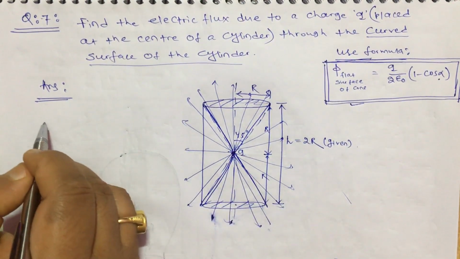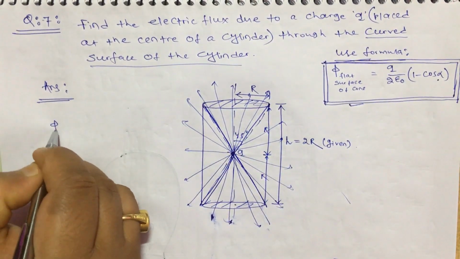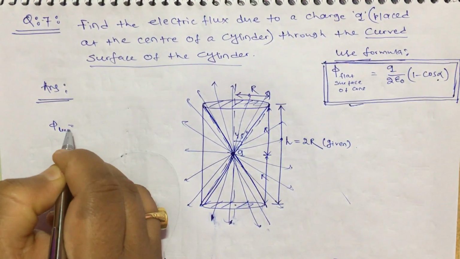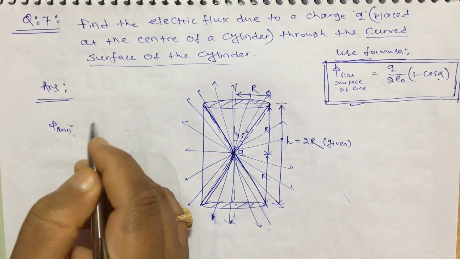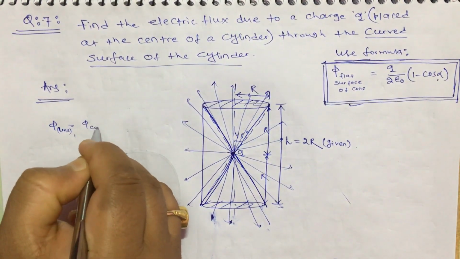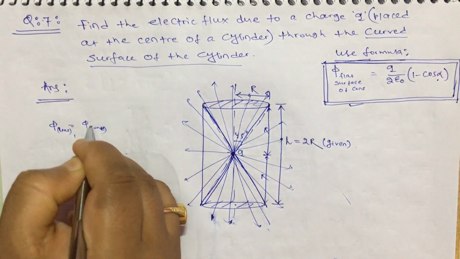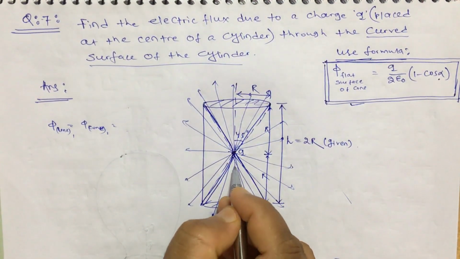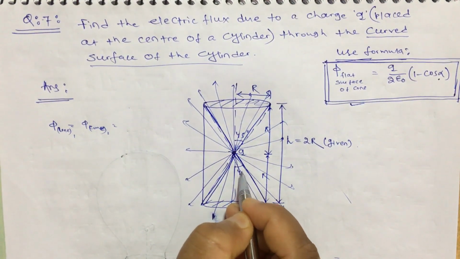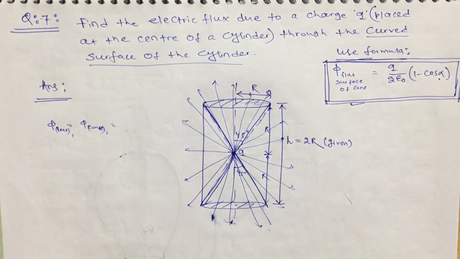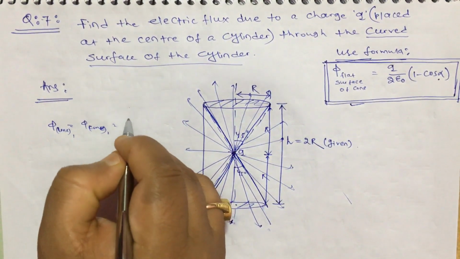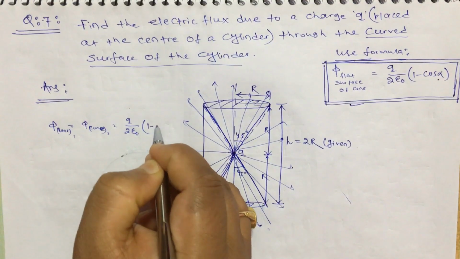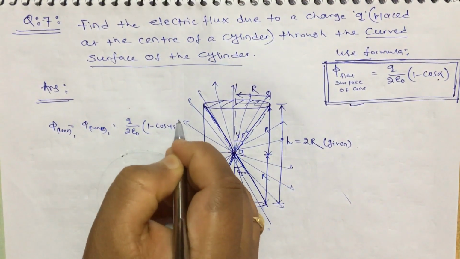So the flux through this cone, let me write it as phi through cone 1, will be equal to phi through cone 2. Whatever flux passes through this, the same flux will pass through this, because the same angle will be there. Here also the angle is going to be 45 degrees. And that will be equal to Q by 2 epsilon naught whole into 1 minus cos 45 degrees.